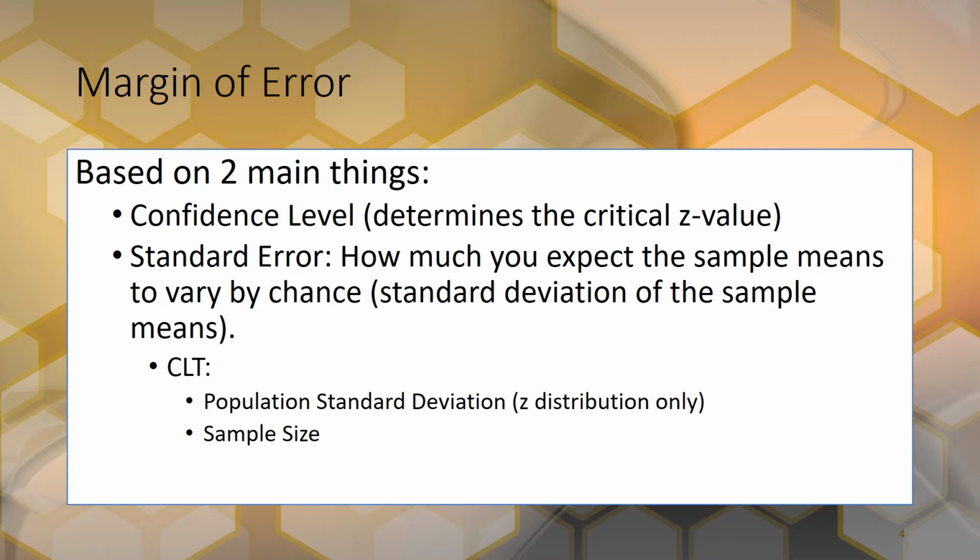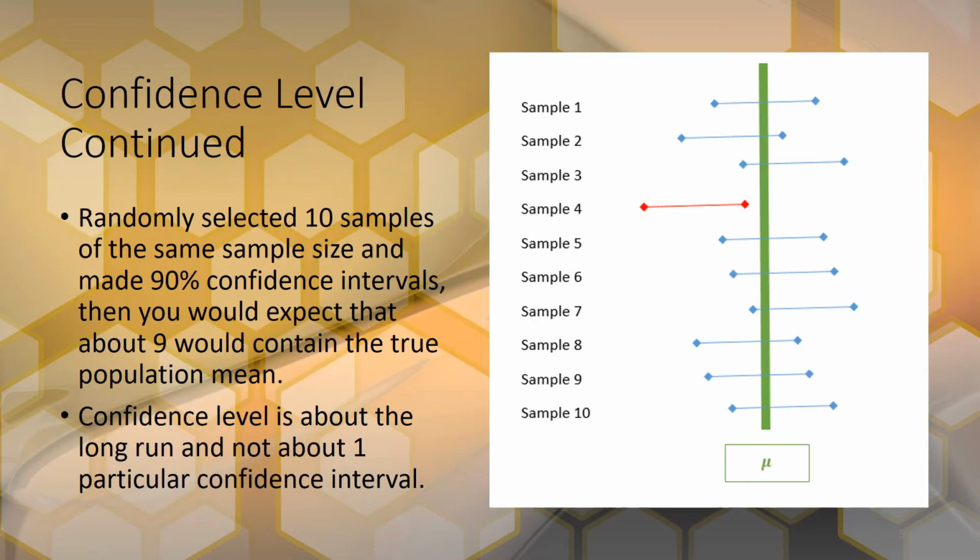We calculate this using the population standard deviation, if you know it, for the z distribution, which is this video, and the sample size. So the margin of error is based on the confidence level. How confident can you be in your estimation, basically? And the standard error. And the standard error is based on the population standard deviation and the sample size. And you do a z confidence interval. And we'll do a t one in the next video.